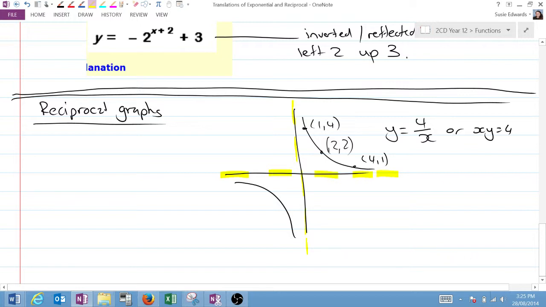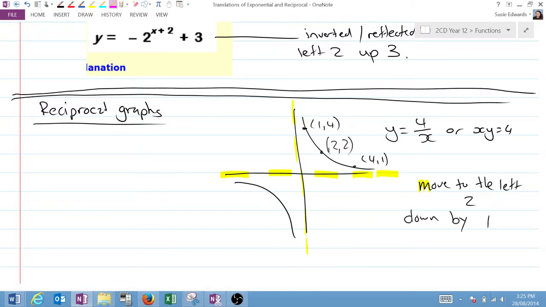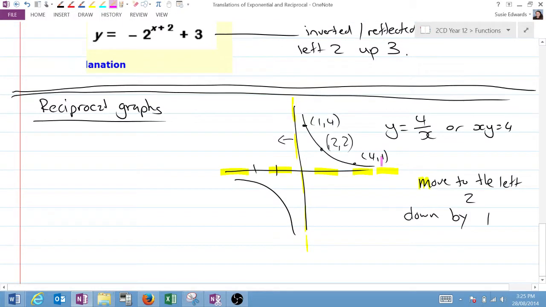So if you move your function, for example, if I wanted to move it to the left by 2 and down by 1, I can actually move the whole asymptote. So I can go, okay, I'm going to move this to the left by 2, 1, 2, and so that asymptote is now here in pink. I then want to move it down by 1, so I'm going to move this asymptote down, and so at 1 I've now got this vertical asymptote.